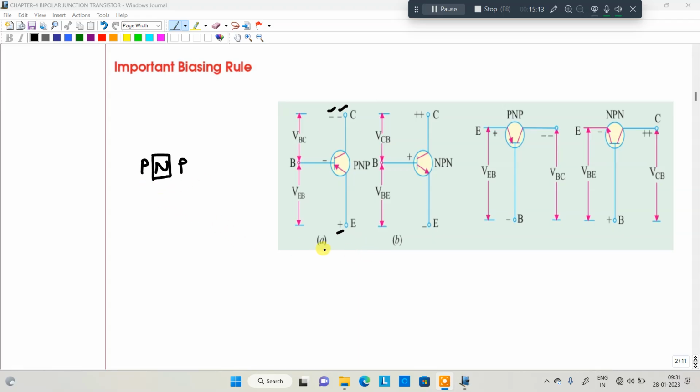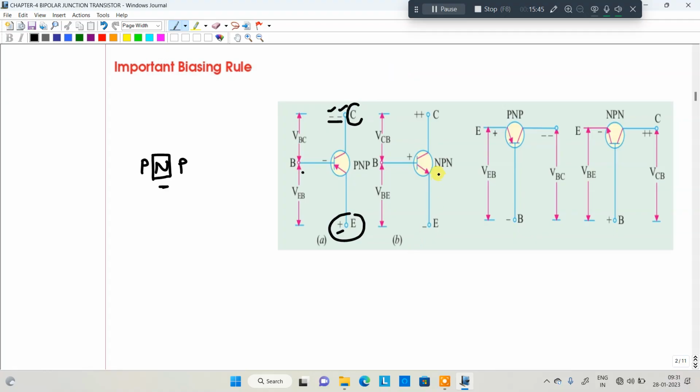Important biasing rules. In the case of a PNP transistor, with respect to the emitter, the base and collector are negative. The collector is more negative compared to the base, that's why it is represented with two minus signs. Got my point? Why are two minus signs represented there? It is a representation that, compared to the B terminal, the C terminal is more negative, with respect to the E terminal. This is about the PNP transistor.